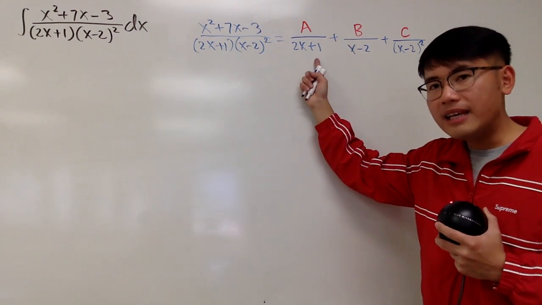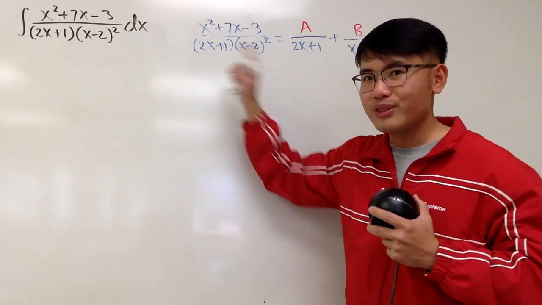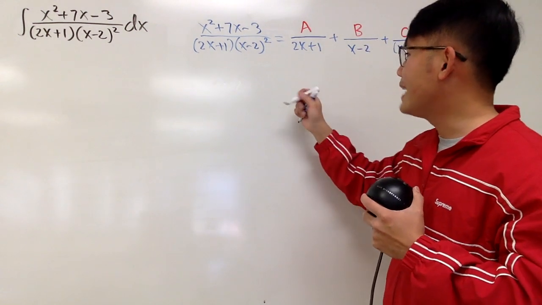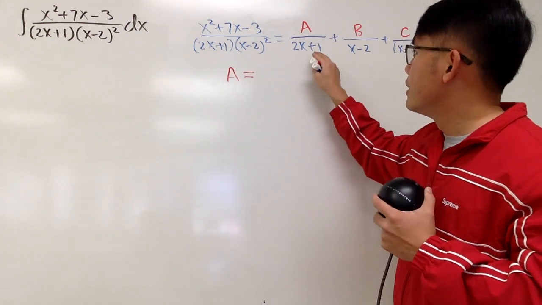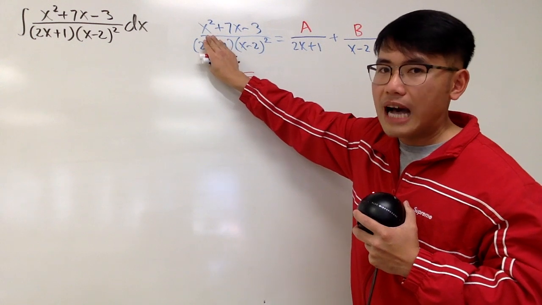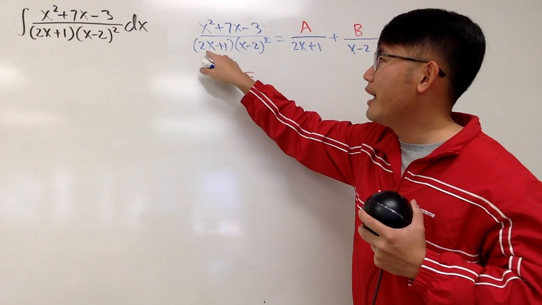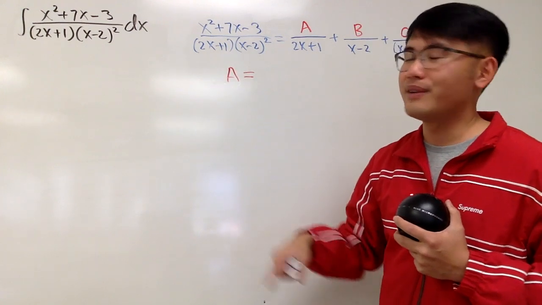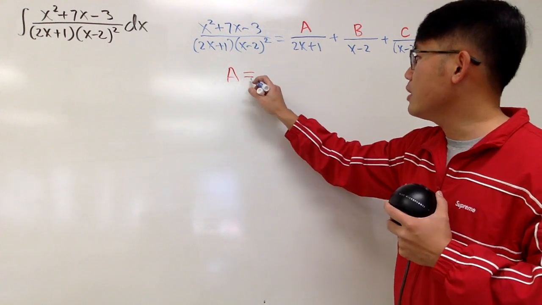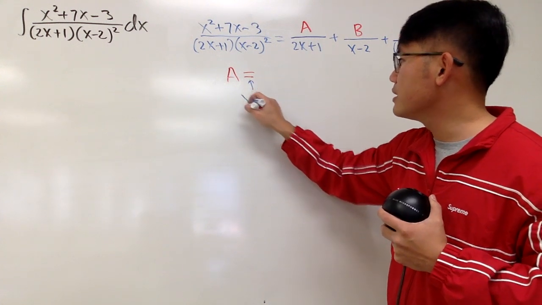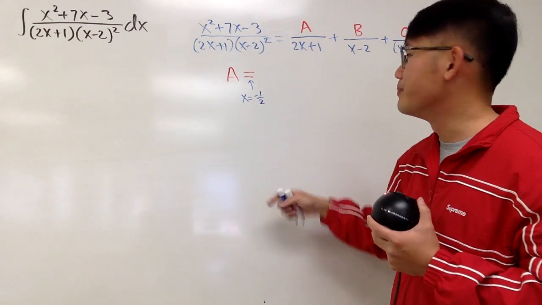First of all, A can be done by the cover-up method because this denominator is exactly the same as the original. Therefore, let's do that. Let me write this down right here for you guys. A is equal to, let's look back to here, and I'll cover this up. And how can we make 2x plus 1 equal to 0? Well, x has to be negative 1/2. 2x plus 1 equal to 0, so x is negative 1/2. X has to be negative 1/2 or negative 0.5, up to you.